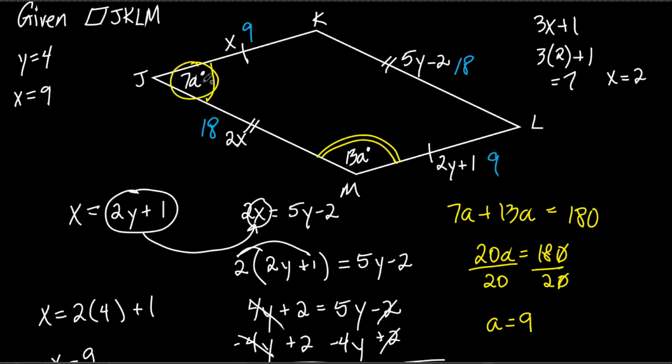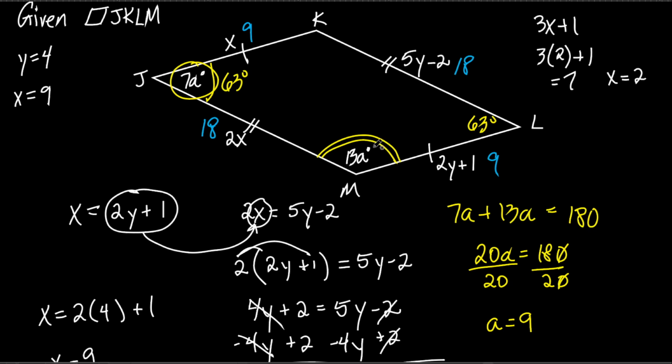Does that mean this angle is 9 degrees? No, it's 7 what? Times 9. That's right. It's 7 times 9. What is 7 times 9? 63 degrees. Now watch this. We've got to find all four angles. What's the easiest next angle to find once I've got this one? Not adjacent. Opposite. Right, the one opposite. So if this is 63 degrees, what's angle L? It's also 63 degrees, okay?